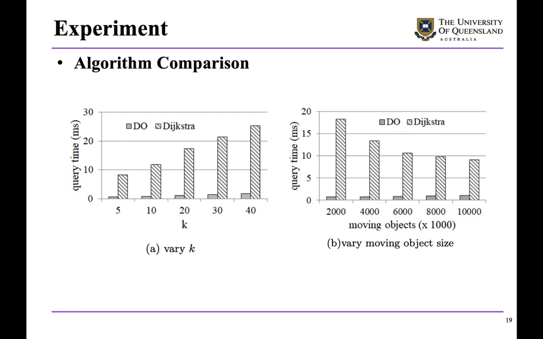Next, we compare the two proposed algorithms for answering the approachable KNN query. In different settings, we find that the grid-based index is way more efficient than the Dijkstra-based solution.